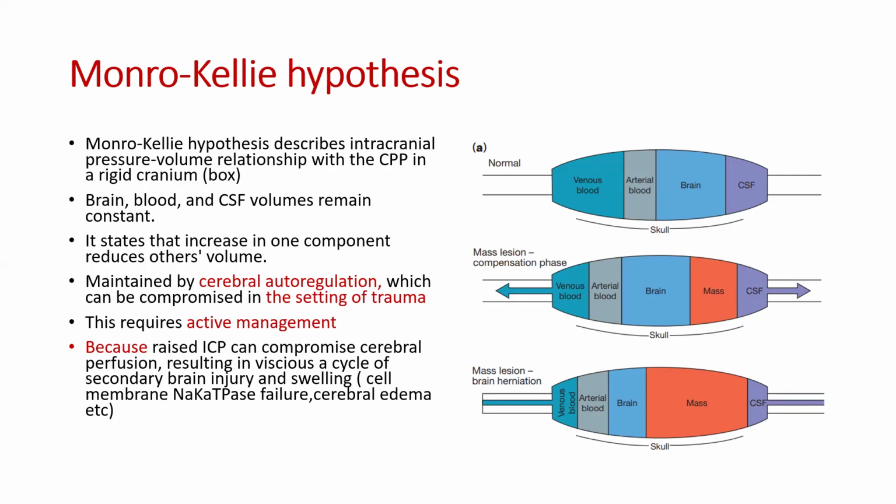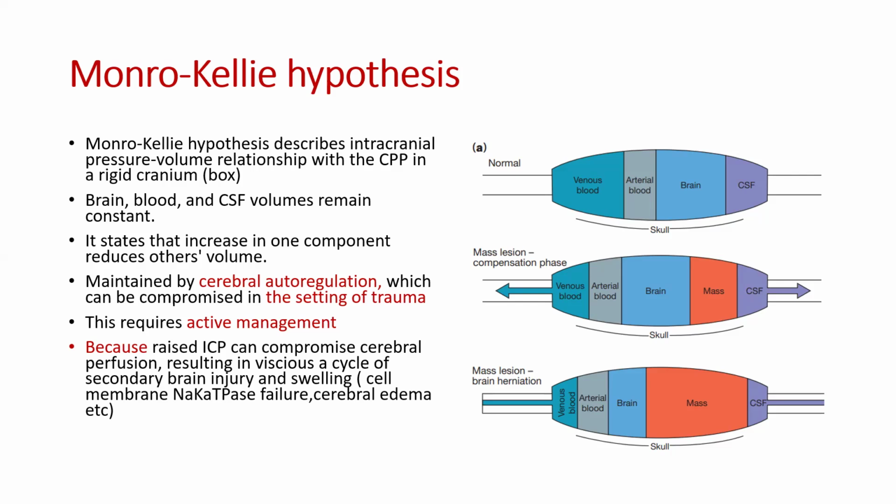This balance is maintained by cerebral autoregulation, which can be compromised in the setting of trauma. Because of the compromise of cerebral autoregulation, it requires us to actively manage this, because raised intracranial pressure can compromise cerebral perfusion, resulting in a vicious cycle of secondary brain injury and edema because of the failure of the sodium potassium ATPase pump that we are going to see in the subsequent slide. These pictures are illustrating the Monro-Kelly hypothesis.